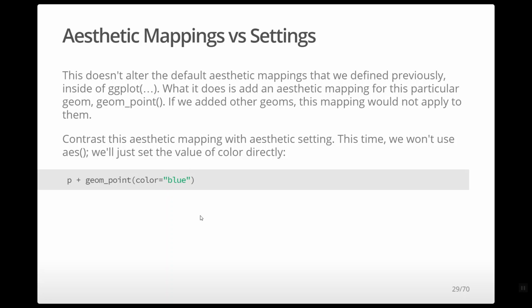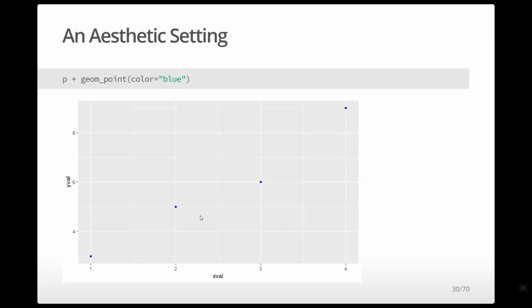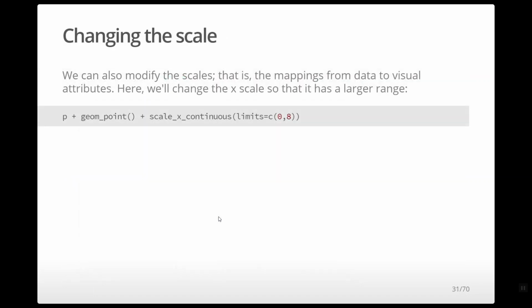If you wanted to change the size of the point and it does not represent anything in our data, that would be a setting. If you map the size of the point to an attribute, then it would be an aesthetic mapping. So here, this is just using the setting where the color of the points is blue, and these colors don't represent anything. We just like the color blue.